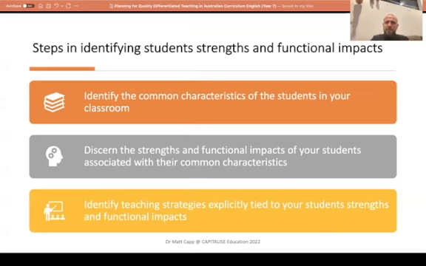Once we think about those common characteristics, we need to discern what are the strengths associated with those common characteristics that we see in our learners, and what are the functional impacts. Another word for functional impact might be barrier. We use the term functional impact because that's what we see in the nationally consistent collection of data for students with disability. Once we've identified those, we then start to problem solve around pedagogical strategies that we can use to support our learners to overcome those barriers to the learning process and harness those strengths. And that's where the universal design for learning framework comes in. So let's have a look at how we do that.